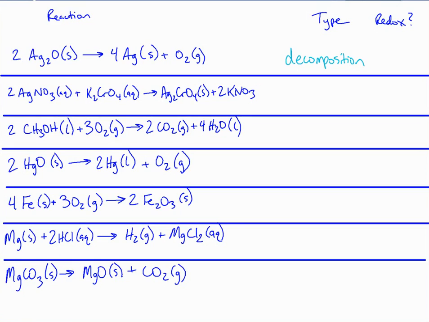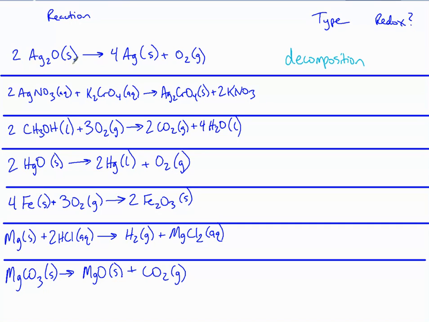The question of is it redox is a little more complicated. We can't tell just by looking at the structure. Sometimes we can, most of the time we can't. What we have to do is look at the oxidation states or the oxidation numbers of each one of these individual substances.